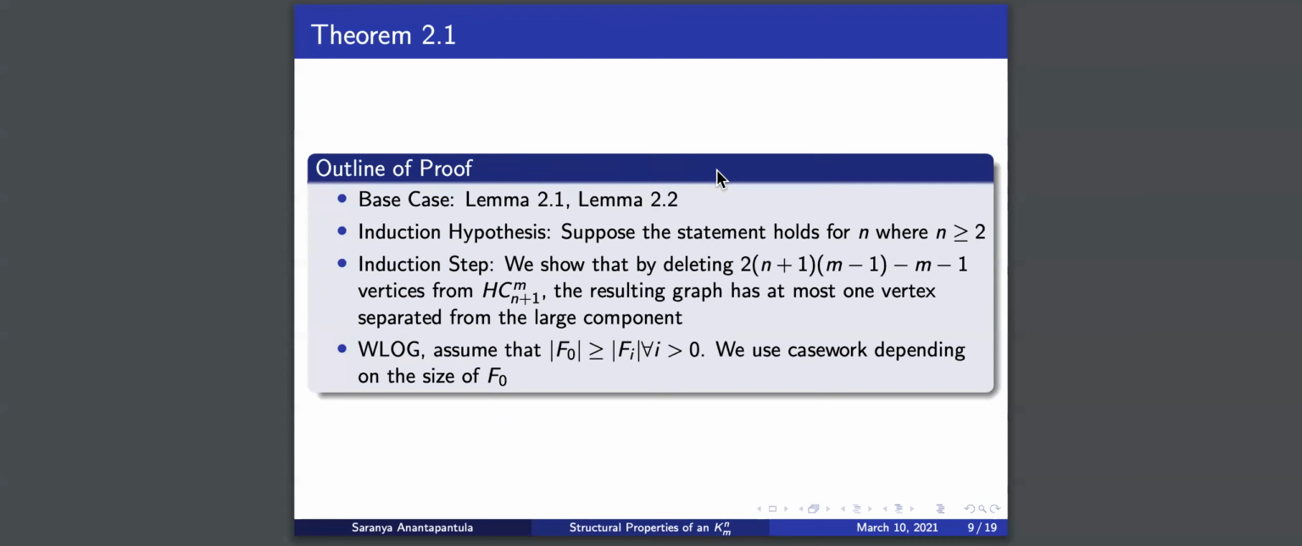Okay, so we just showed the base case. Here's an outline of our proof. We'll next be showing that when deleting 2 times n plus 1 times m minus 1 minus m minus 1 vertices, the resulting graph is connected or has at most one singleton separated from C. To do this, we'll use casework on the size of f of 0, which let's say is the largest set of vertices deleted in any given subcube.